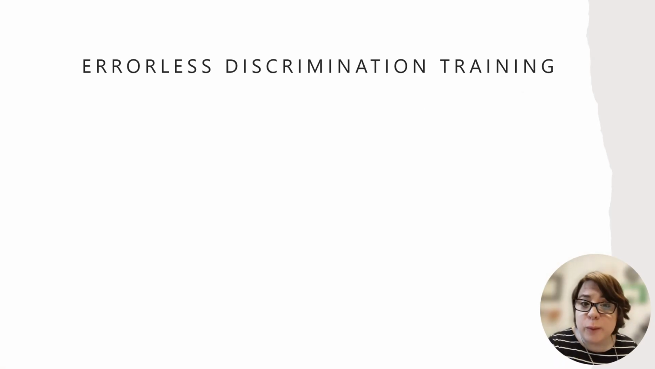So another form of discrimination training is errorless discrimination training. And just like the name suggests, errorless discrimination training is a method designed to teach discriminations while minimizing the potential for errors. This was first introduced by Herbert Terrace in the 1960s.